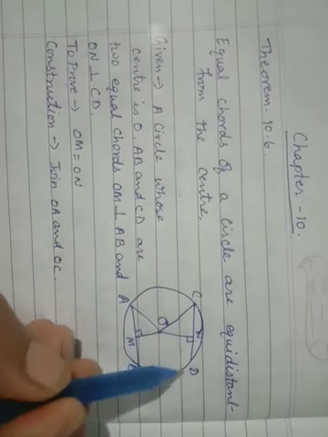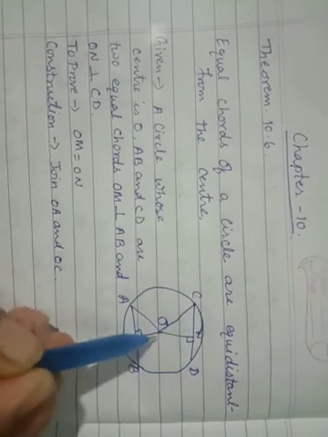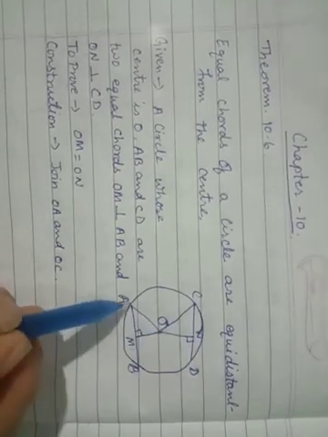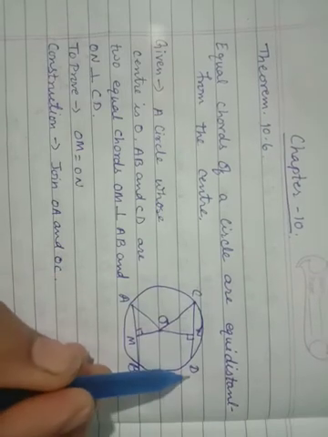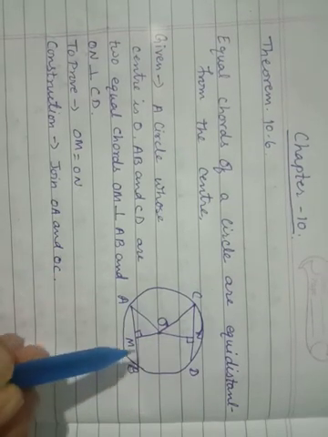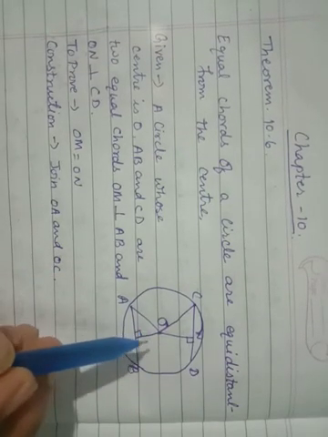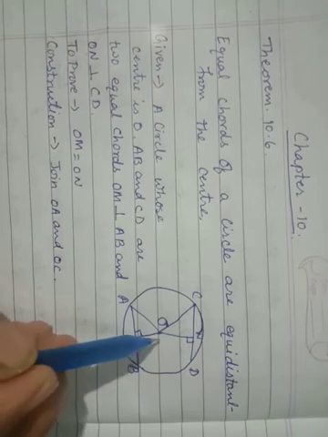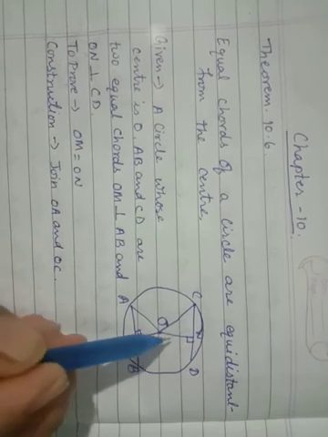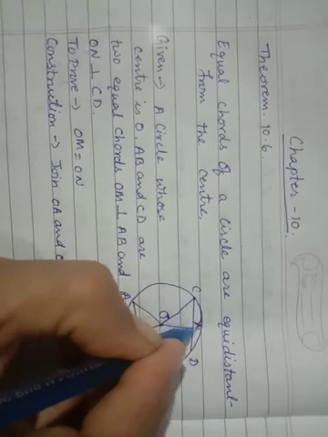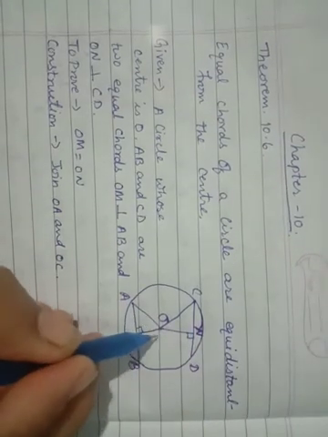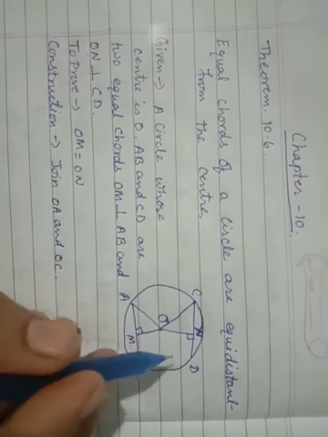You can see that this is a circle with center O. Chords AB and CD are equal. We have to prove that OM is equal to ON. This is N. So we have to prove that OM is equal to ON.